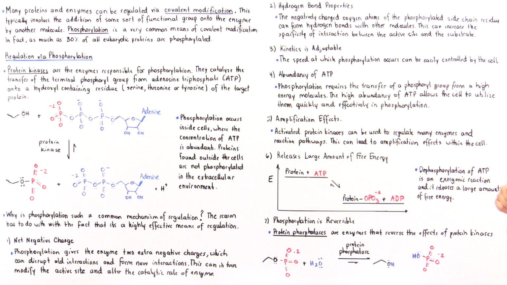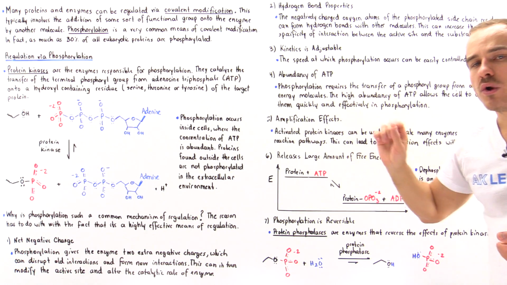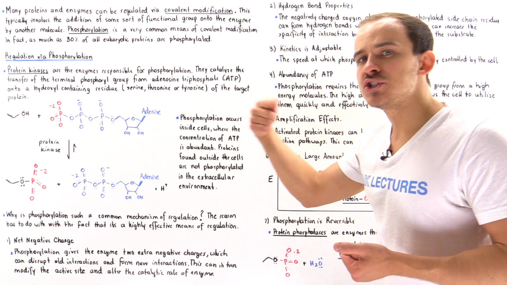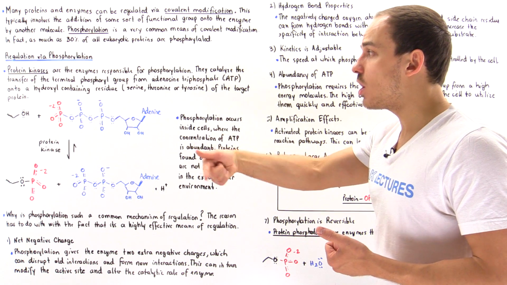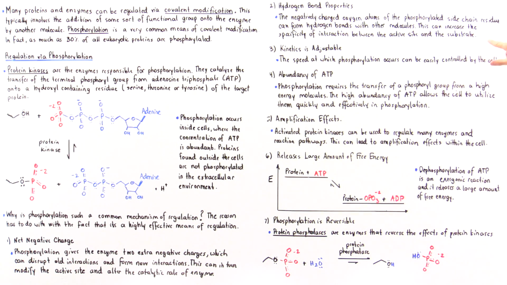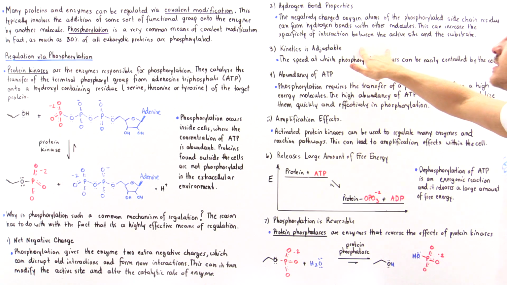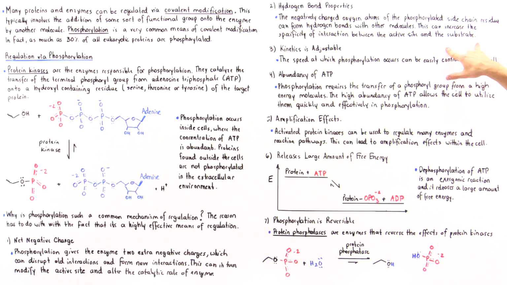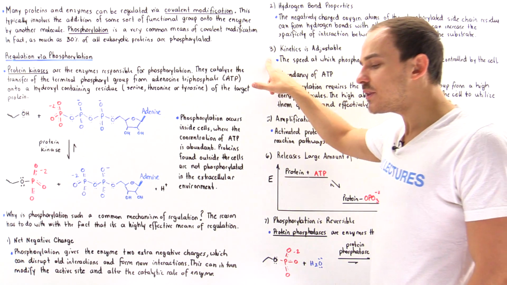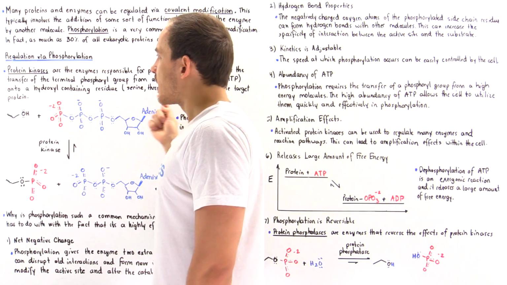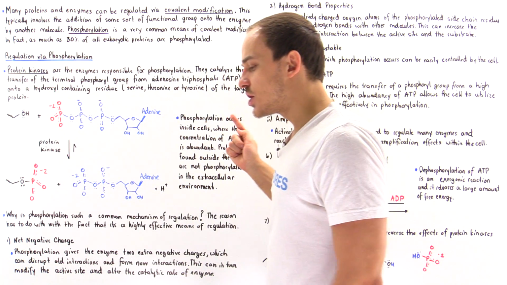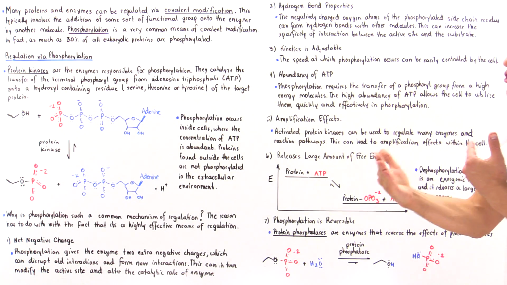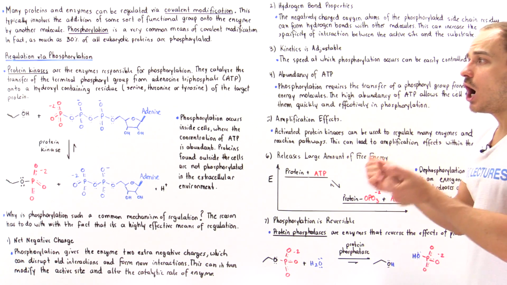The negatively charged oxygen atoms of the phosphorylated side chain residue can form hydrogen bonds with other molecules, for instance, the target enzyme or the target substrate molecule. This can increase the specificity of the interaction between the active site of the enzyme and that substrate molecule. Now, number 3 is that protein kinases are able to easily adjust the rates, the kinetics of this reaction.